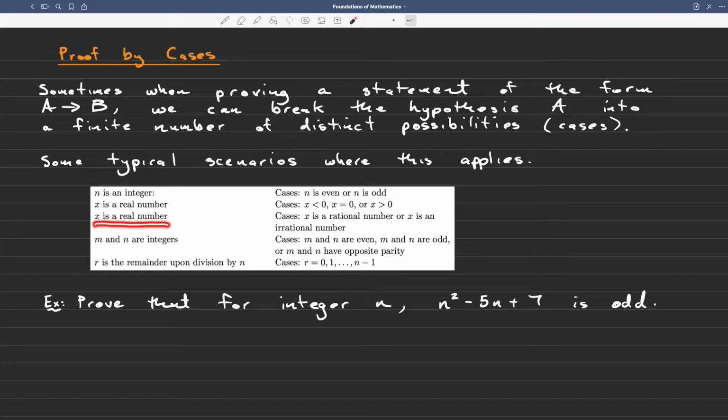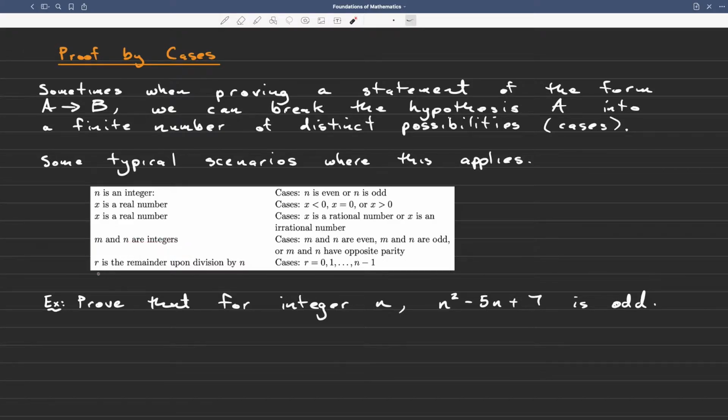Another way, whenever you're dealing with real numbers, that sometimes applies, is you can break it into two possibilities. So if x is a real number, you can break that up into x is a rational number, so you can write it as a fraction of integers, or it's an irrational number, so one of these weird numbers like pi or e. When you're dealing with, let's say in your hypothesis you have 2 integers, one way you may break that up is to say, well, m and n are both even, or m and n are both odd, or a third possibility is m and n have opposite parity, so one of them is even and one of them is odd.